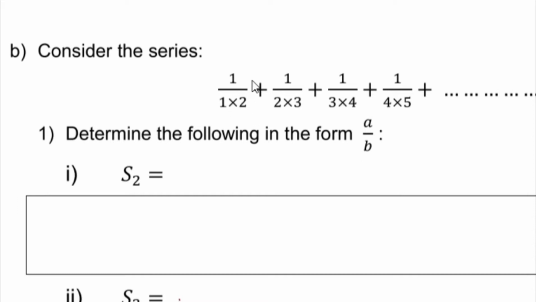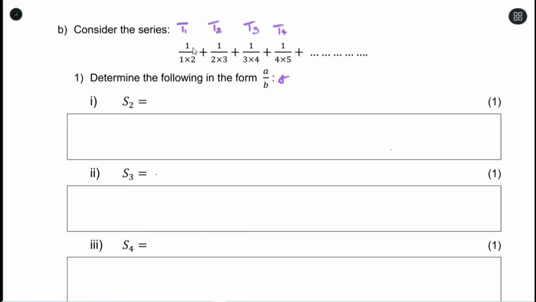Now, looking at this, we understand that this is my T1, this is my T2, this is my T3, this is my T4. Since they want it in this format, we can simplify each one of these. For T1, it is 1 over 1 times 2, which is 1 over 2. That's my first term. This is 2 times 3, that's 1 over 6, second term. 3 times 4 is 12, so it's 1 over 12. And finally, this one here is 1 over 20.